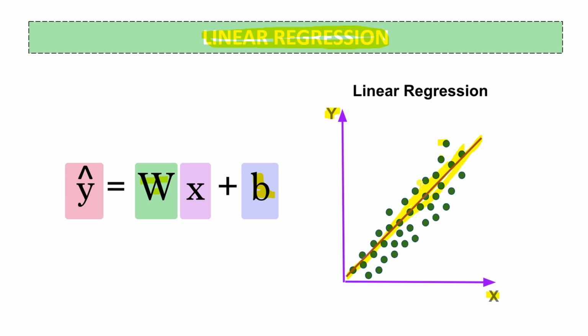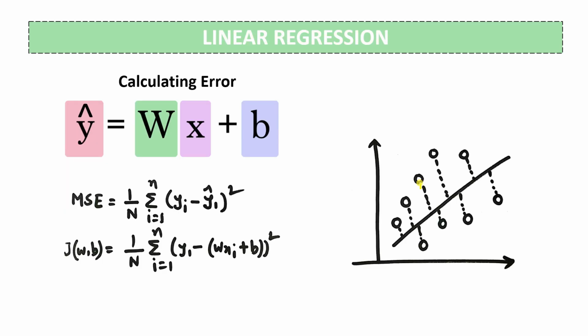For calculating the error in linear regression, we use a formula called MSE, which stands for mean squared error. So this is the formula for the mean squared error. We have 1 by n, and we have y minus y hat, where y is nothing but our true value or the actual value, and y hat is nothing but the predicted value by our machine learning model.